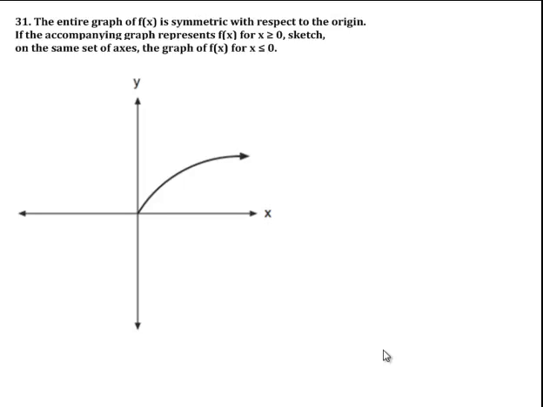Okay, here we are in question 31. So the keywords that we're looking for here are, get a highlighter out, symmetric with respect to the origin. There's my origin right there. So symmetric to it means I'm going to flip over the origin. So if I flip over the origin, that's what I'm going to look like.